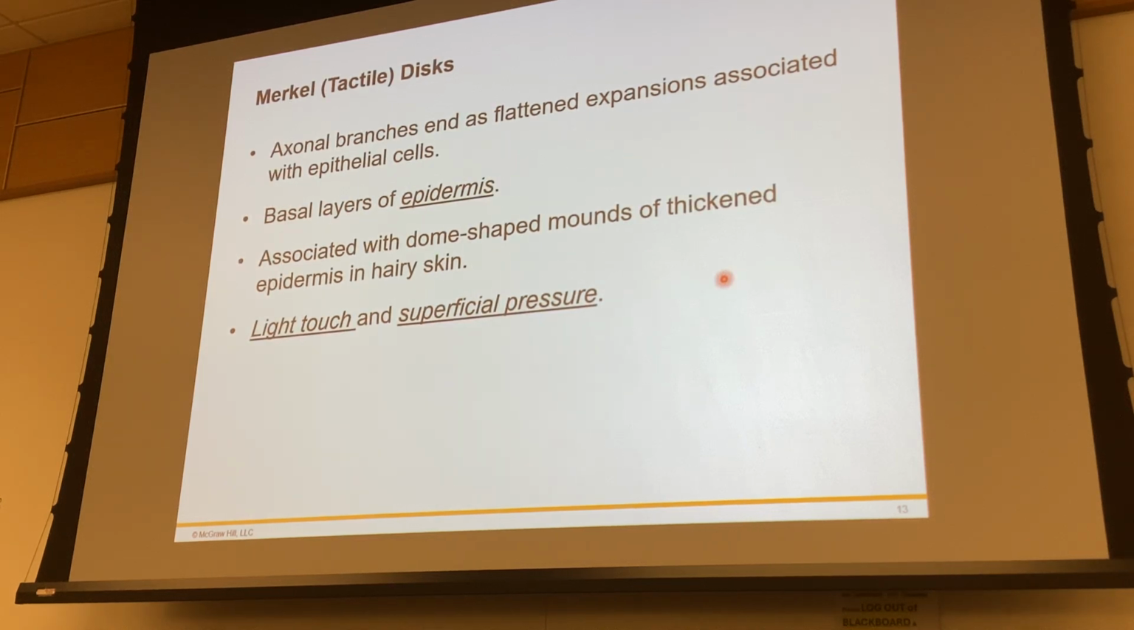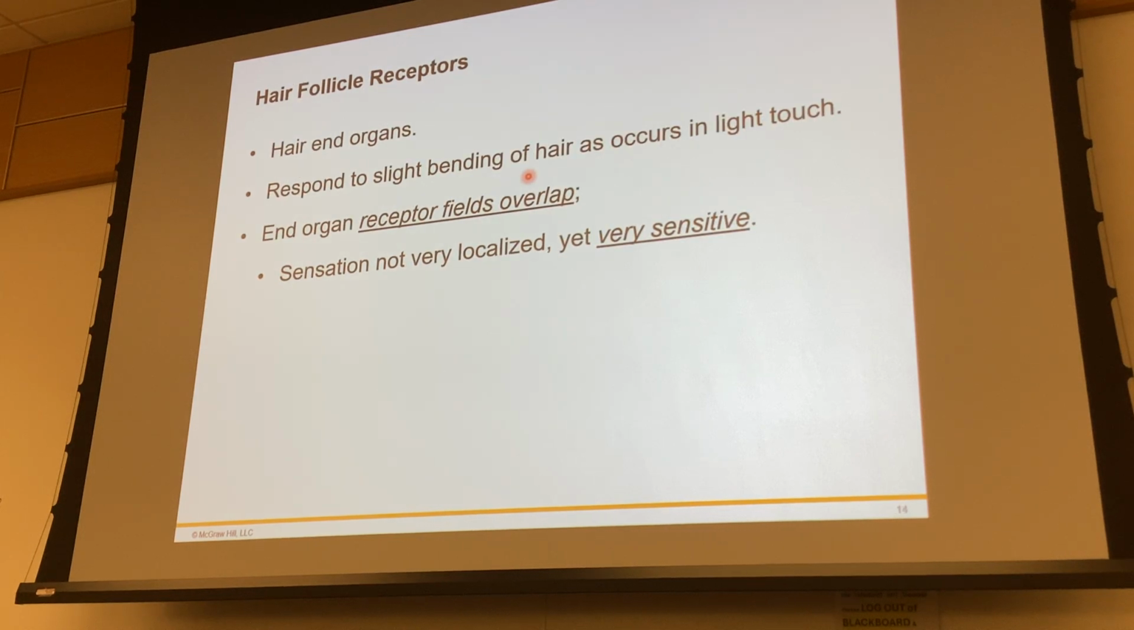An example of light touch is Merkel or tactile discs, rather. Again, these are superficial in nature. They're in the basal layers of the epidermis. Again, they're modified epithelial cells. An obvious one is hair follicle receptors. They're sensitive to when the hairs are moved, to any type of pressure associated with that. So moving the hair, you can definitely sense it, right?